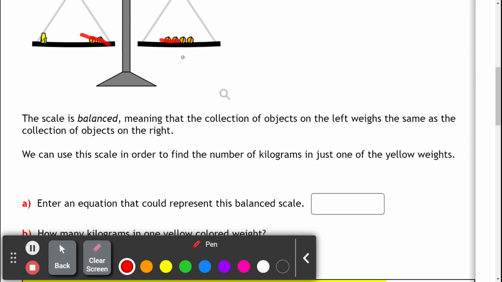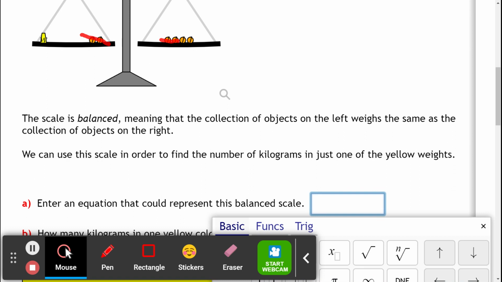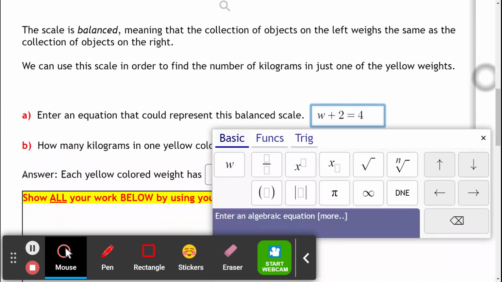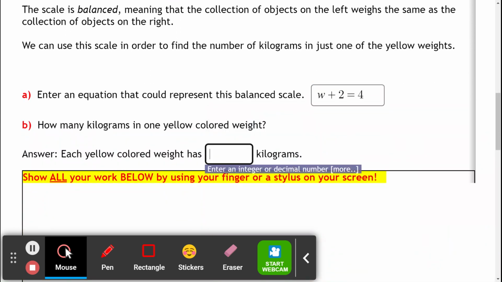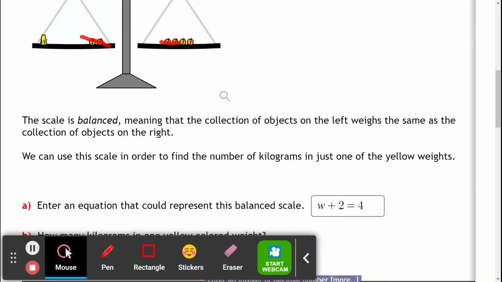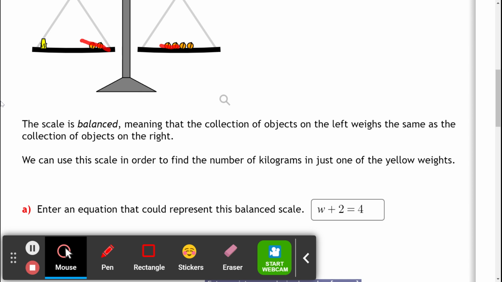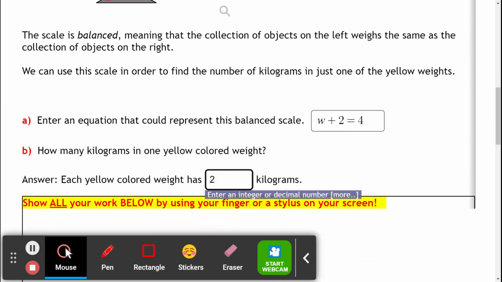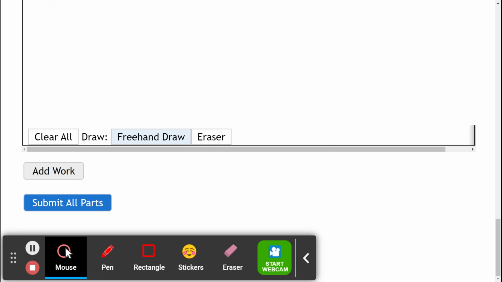First we have to enter an equation. Okay, so the equation actually is W plus 2, that's on the left, is equal to 1, 2, 3, 4. There are 4 of them on the right. And then what is the value of W? Well, the value of W was 2, right? Because that's what I found out here. It was 2. That's right over here, 2. And that would be it. So I'll submit all parts. And there you go.